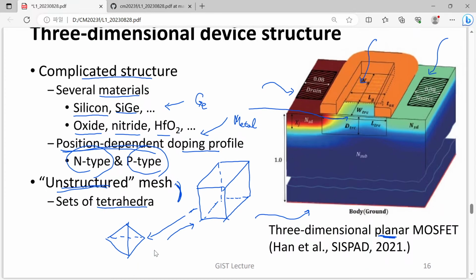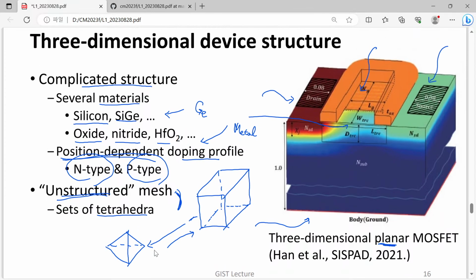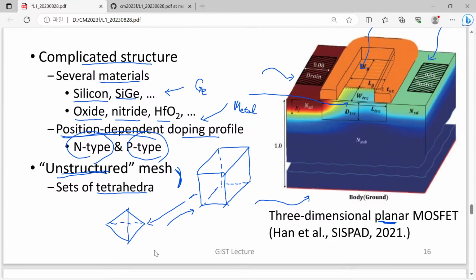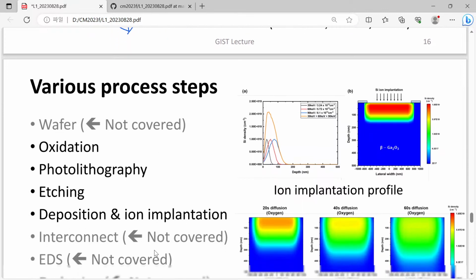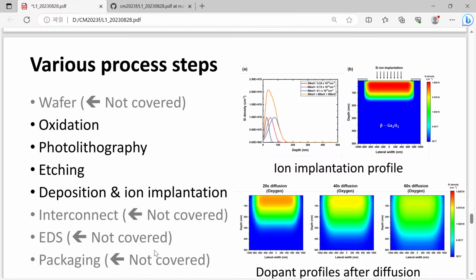So the three-dimensional device structure is quite complicated, as you can easily expect. Also, another complication is that process is not a universal process step.